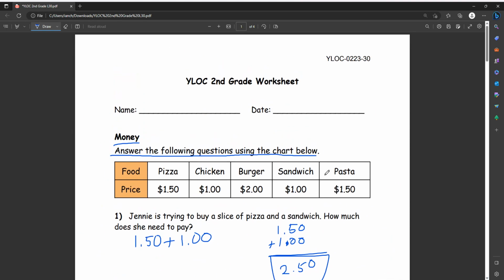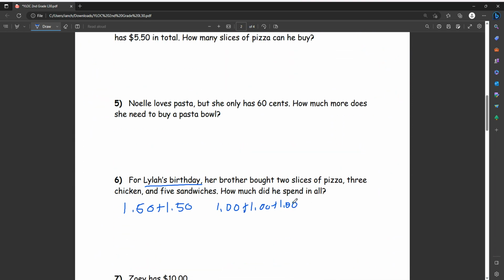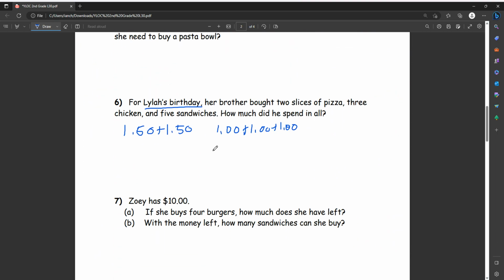And then he wants 5 sandwiches, and a sandwich costs $1, just like the chicken. So then he wants 5 of those, so it's 1.00 plus 1.00 plus 1.00 plus 1.00 plus 1.00. Alright, now we should just add these all together to figure out how much we need. So 1.50 plus 1.50. Let's do it on the left side here. So 0 plus 0 equals 0. 5 plus 5 equals 10. Drag the 1 up, add our decimal here. So 1 plus 1 equals 2, plus this 1 equals 3. So now we get 3 for this.